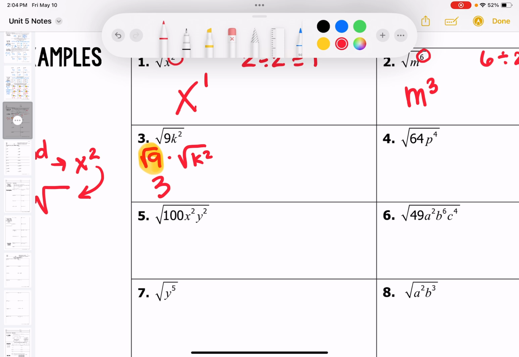Now to simplify k squared, I have to see if our exponent is divisible by 2. Our exponent is 2, which is divisible by 2. So I would do 2 divided by 2, and that would give me 1. So that would leave me with k to the 1st power.